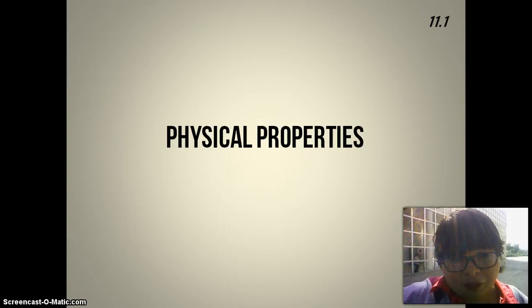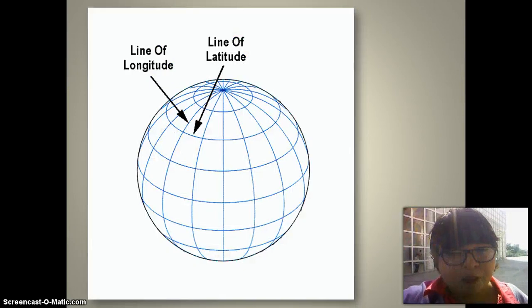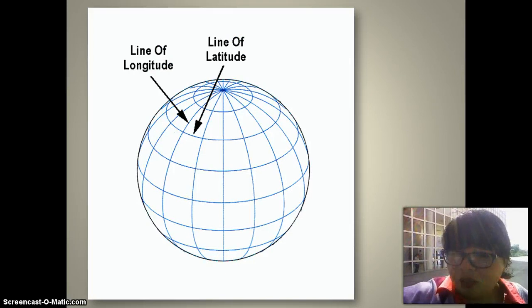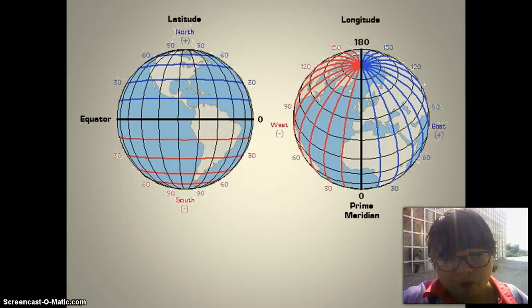Next, we get the physical properties of the atmosphere. We're going to talk about latitude, longitude, and seasons. First, the latitude and the longitude. This is a globe, and on the globe we have lines of latitude, which are marked horizontally, and lines of longitude, which are marked vertically, as you can see in the image.